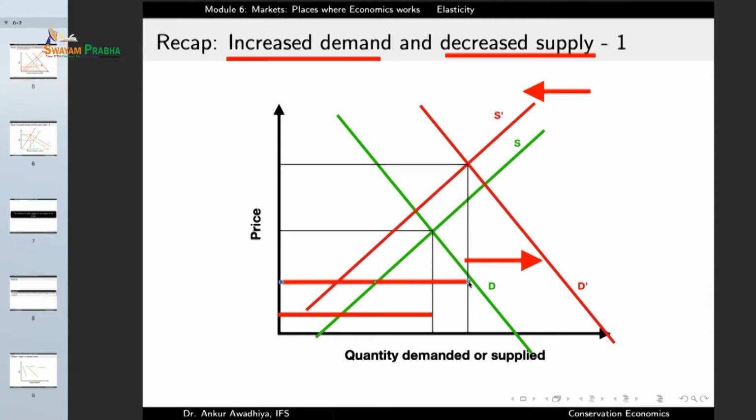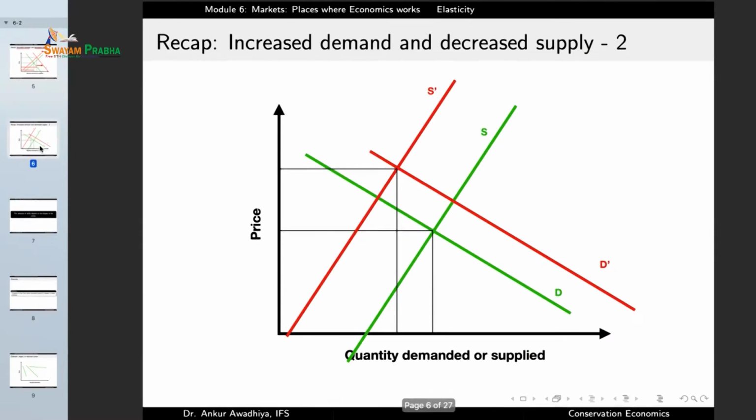So in this case, what we are observing is that the new quantity that is demanded or supplied is greater than the earlier quantity that was demanded or supplied. So what we are observing here is that with an increase in demand and a decrease in supply, there is an increase in the quantity that is demanded or supplied. But this is not always the case because we also saw this market equilibrium, in which case the earlier equilibrium was here. This was the old demand curve. This is the new demand curve. So here again, we are looking at an increase in demand.